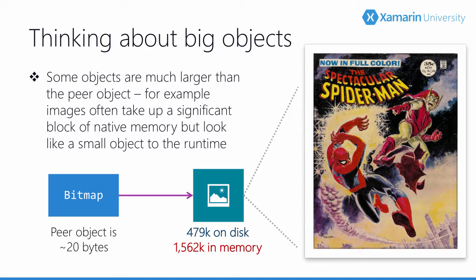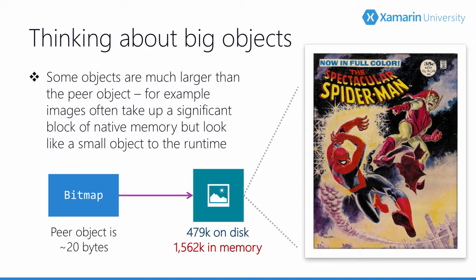Notice here, in this case, our peer object is going to be about 20 bytes in size. That's about the size of an object that's been allocated in Mono, along with an int pointer to point to the native thing. But the actual memory that backs the image itself is going to be a lot bigger, because it's going to represent all the bits to color the image.